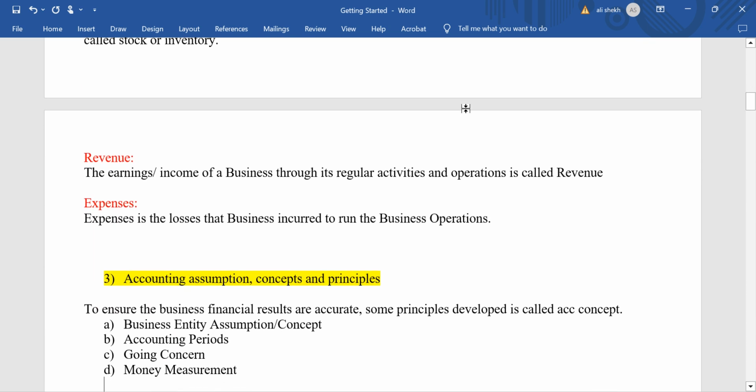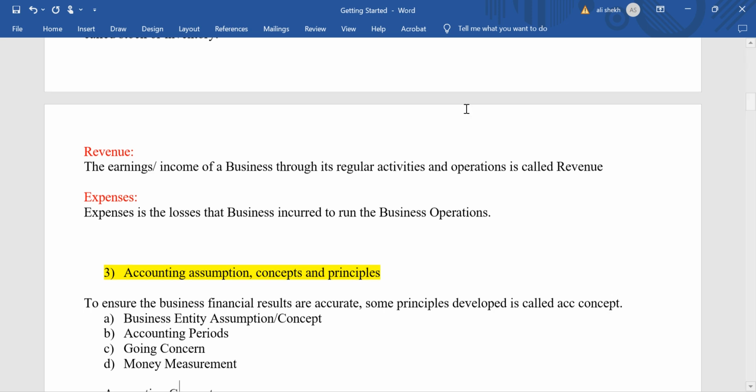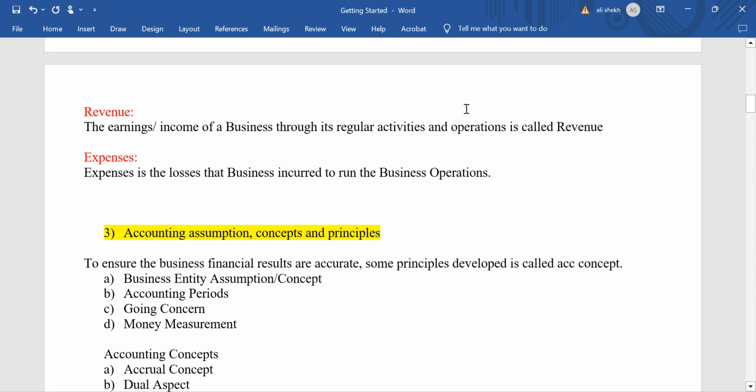Next, revenue. Revenue is the earning or income of the business from its regular activities and operations. What is expense? Expense is the cost that the business incurred to run the business operations.